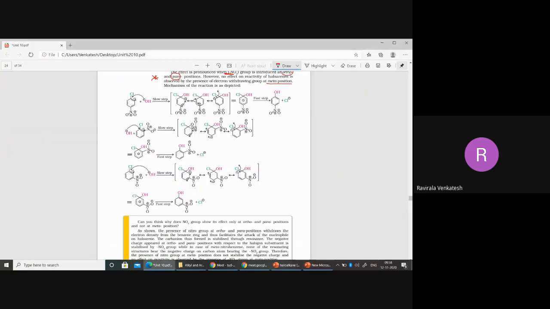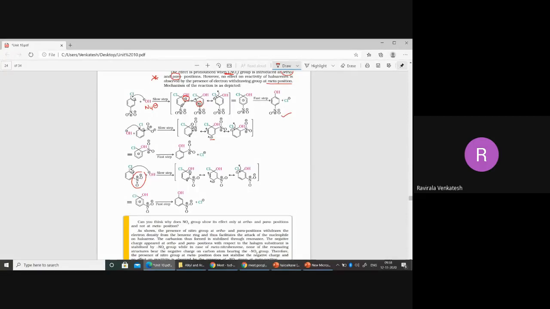Right. Now, just imagine this is a nucleophile. When this nucleophile attacks here on the chlorine side, what happens? You observe a negative charge at ortho position. Observe your textbook. Otherwise, at para position, you got a negative charge. So even here, it is attacking. But if you observe at meta position, if NO2 is attacking here, there is no negative charge over here.